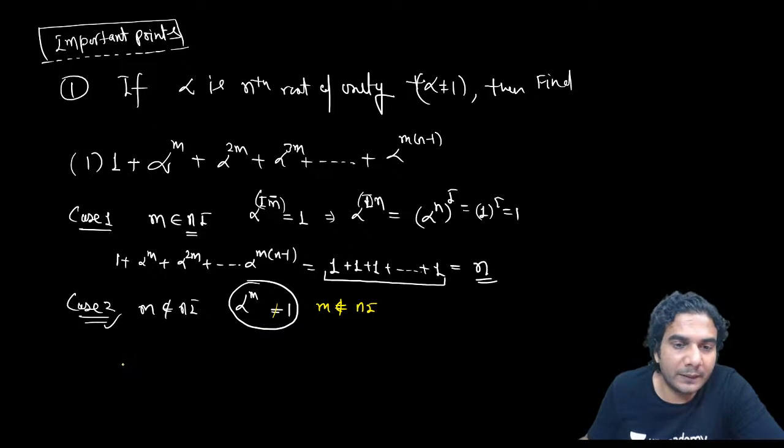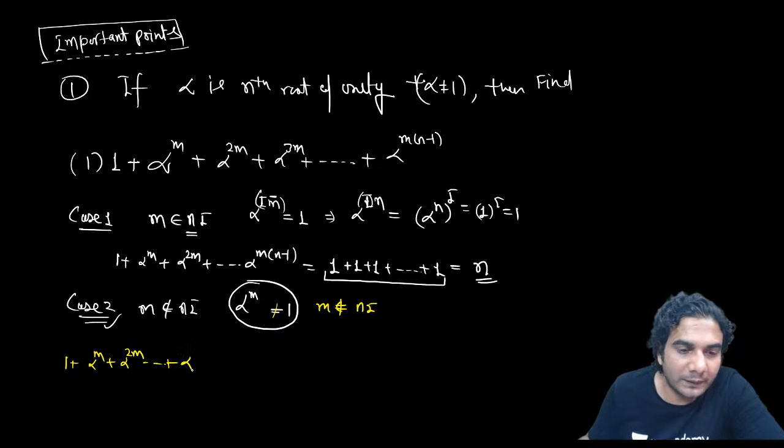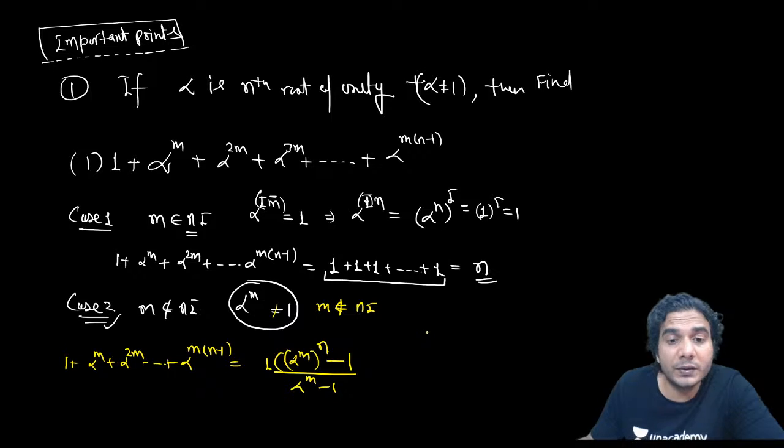And again apply the formula of GP. Then 1 plus alpha raised to m plus alpha raised to 2m and so on plus alpha raised to m times (n minus 1) is equal to first term into (common ratio alpha raised to m to the power number of terms n, minus 1) divided by (alpha raised to m minus 1), because the common ratio alpha raised to m is not 1. That's why we are applying the formula of GP, because the common ratio should not be 1.